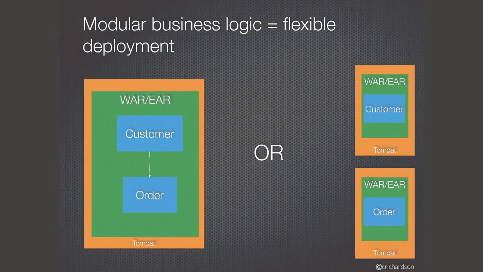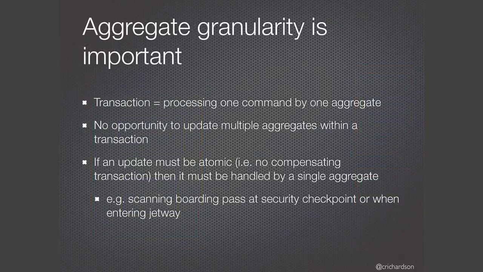It's also important to think hard about the boundaries of each of your aggregates, because one transaction is the update of a single aggregate. So you don't have the opportunity to update multiple aggregates within a single transaction. And if you think about it, if I was using Mongo or Cassandra, let's just stick with Mongo, right?